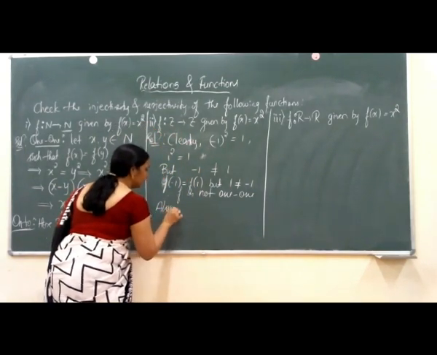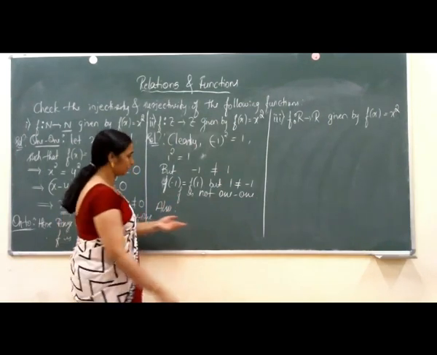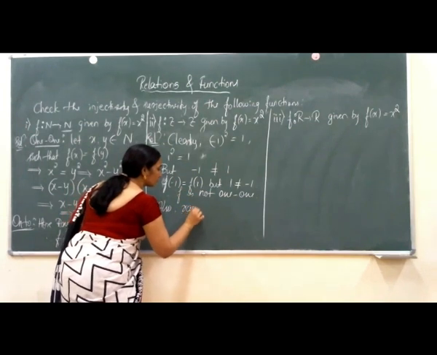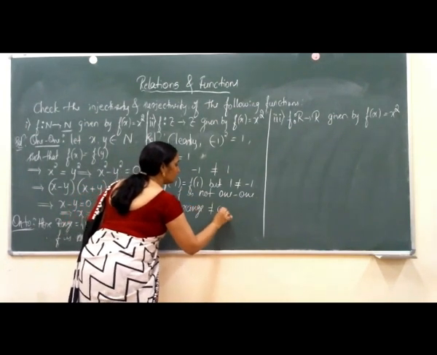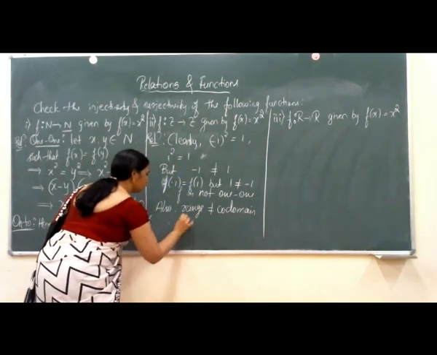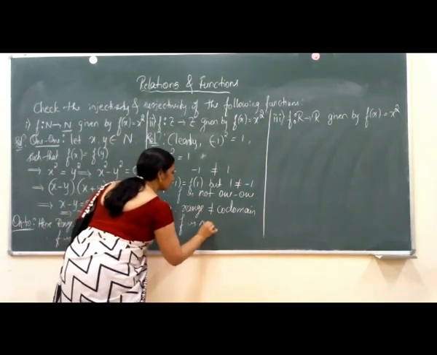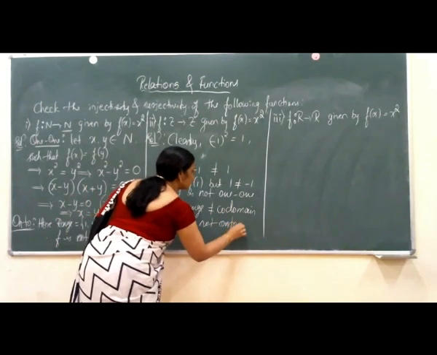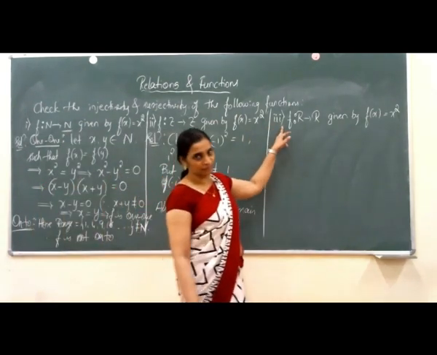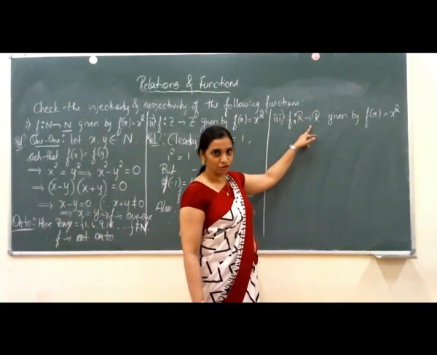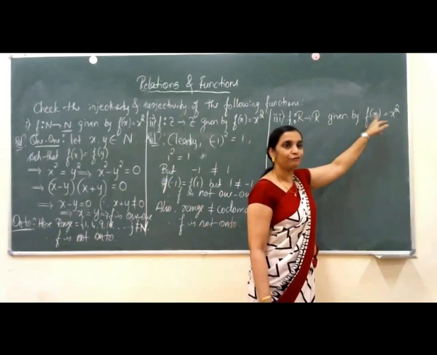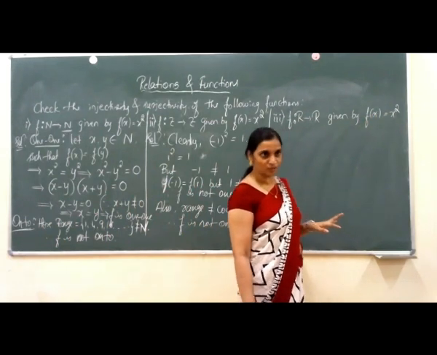So directly we can write, without any verification or without any proof, that range is not equal to codomain. Therefore, f is not onto. Now, same as the previous example, but the function is defined from the set of real numbers to real numbers as f of x is equal to x square.